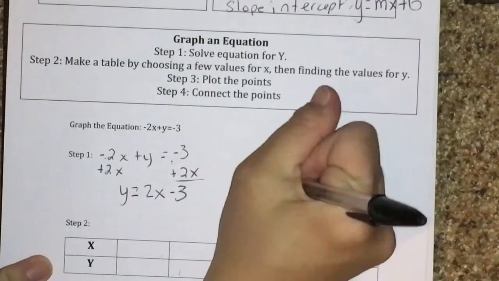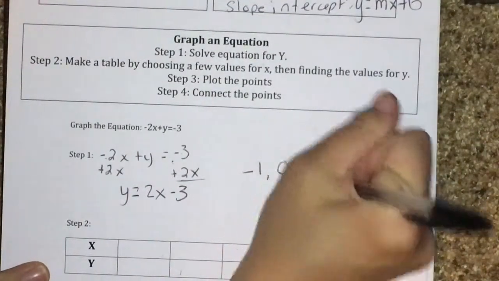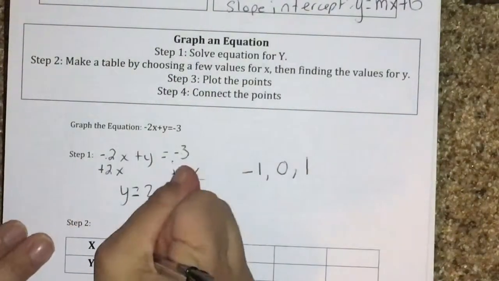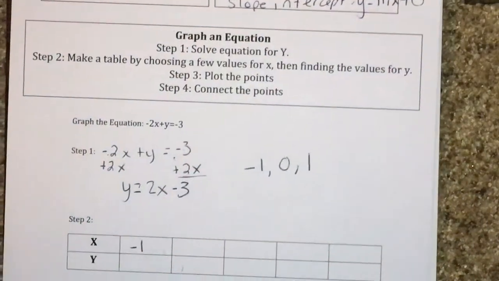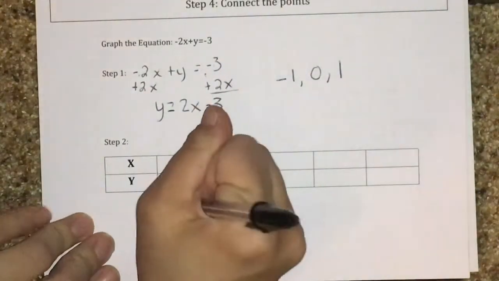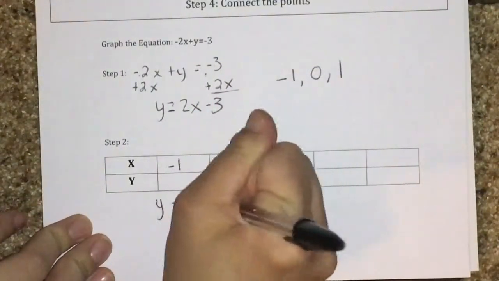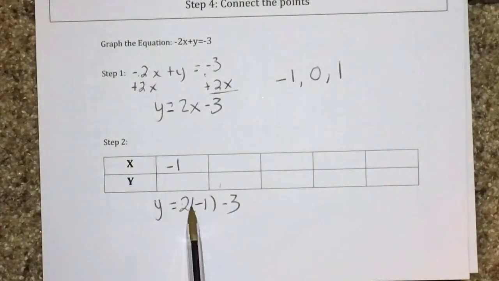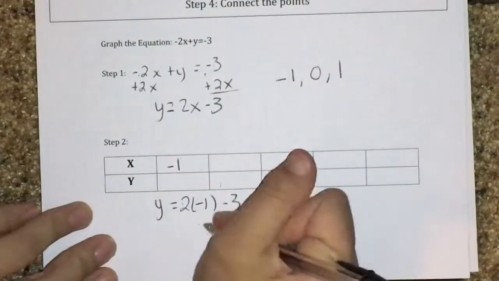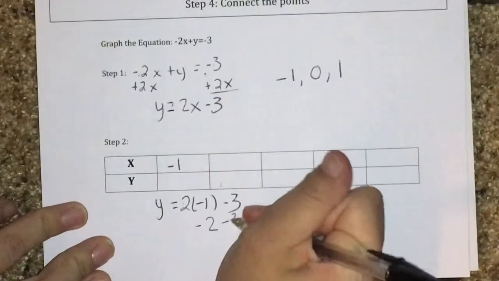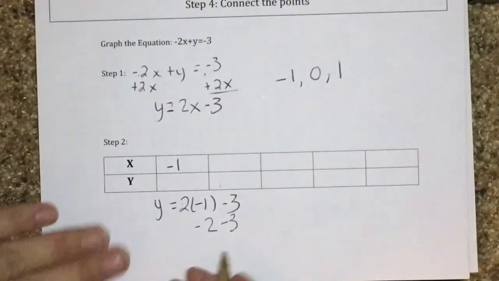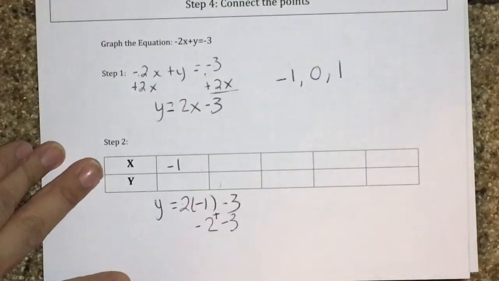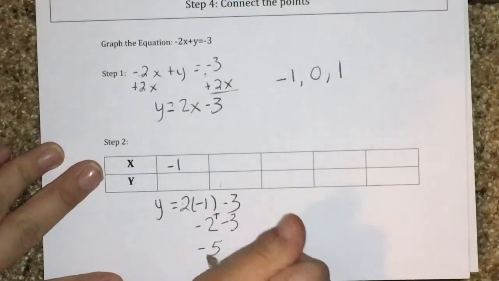I generally like to do negative 1, 0, and 1. So let's start with negative 1. If I plug negative 1 into my equation, I get 2 times negative 1, which is negative 2, minus 3. I'm already in the negatives and I'm going further into the negatives. This is the same thing as plus negative 3. So I'm at negative 5.